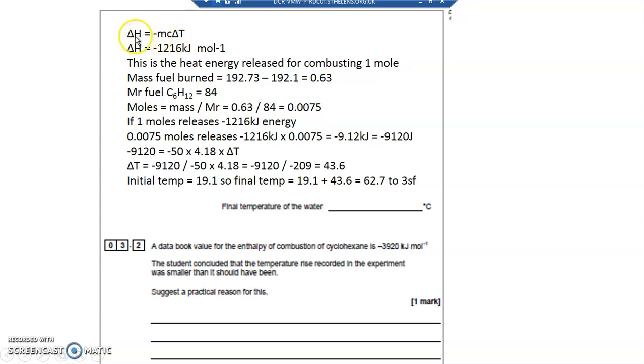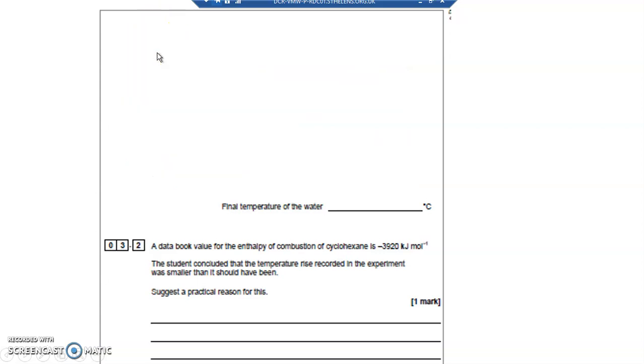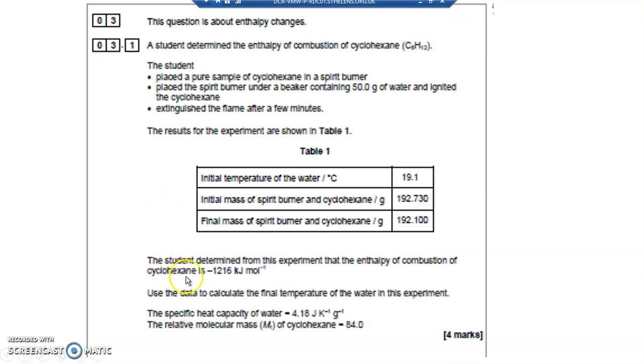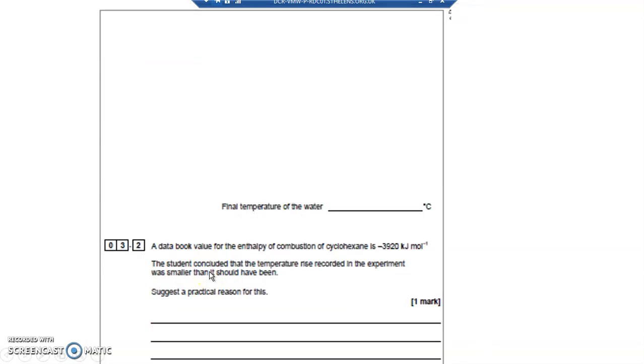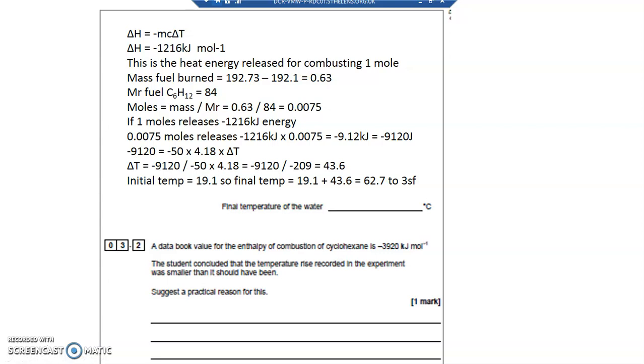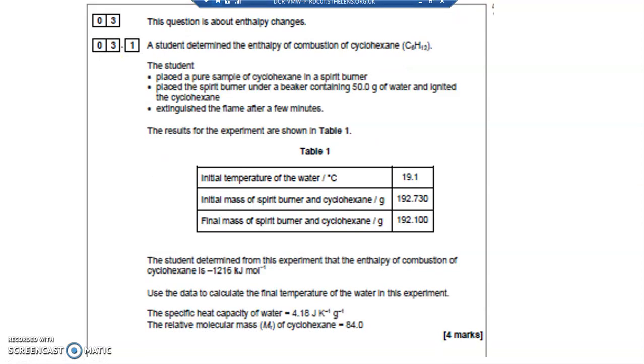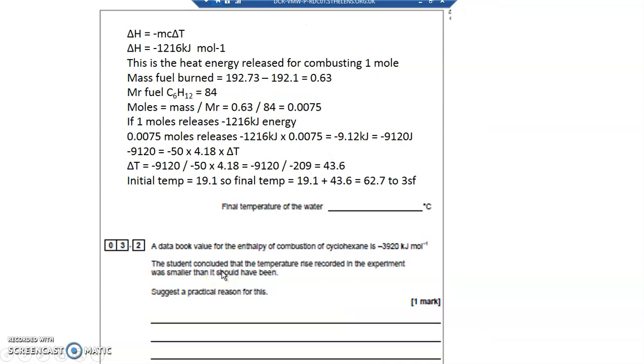I always put the minus in and use delta H equals minus mc delta T because that gives you the enthalpy change, the heat energy released, which should then match the minus value on the enthalpy of combustion, because combustion is an exothermic reaction. Now we know that delta H is minus 1216 kilojoules per mole. So what that means is that when you burn 1 mole of the fuel, that's the amount of heat energy that you get released per mole.